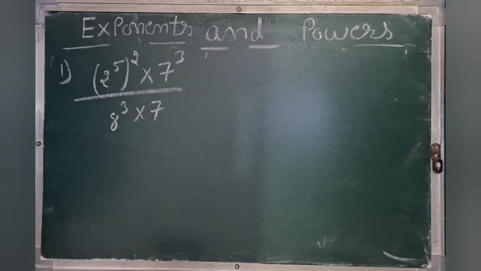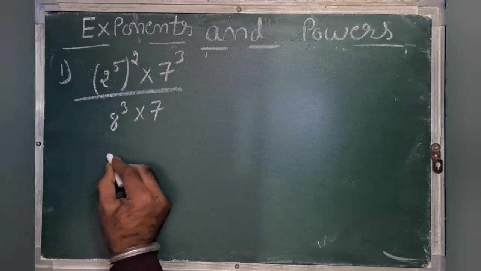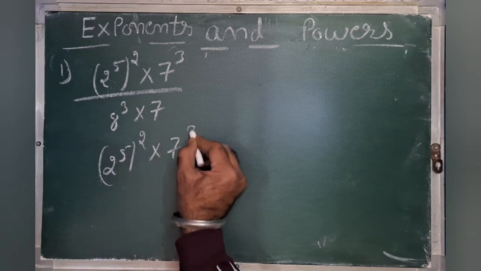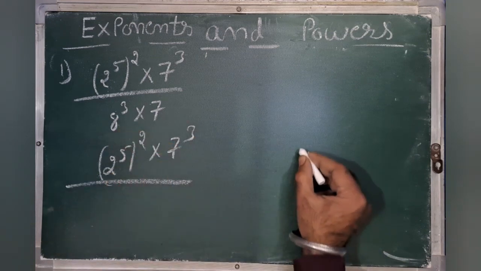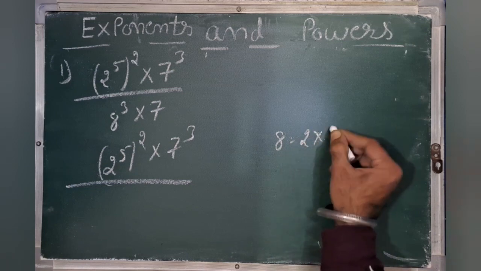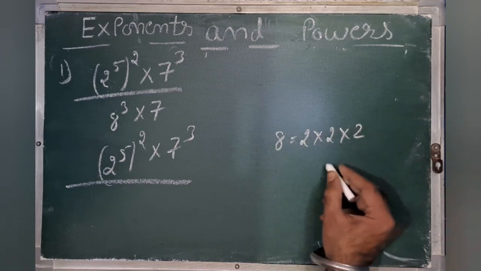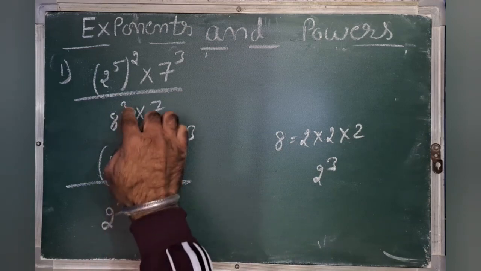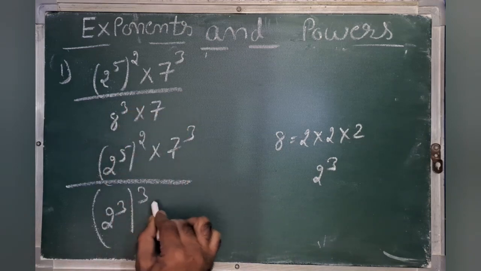So 8 we can write as 2 power 3. First, this 8 means 2 multiply 2 multiply 2. That means 2 power 3. So instead of 8, we write 2 power 3. And again the whole power 3 is given.